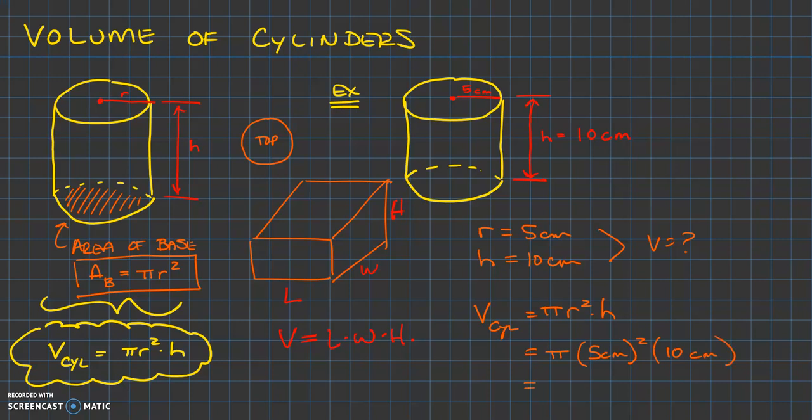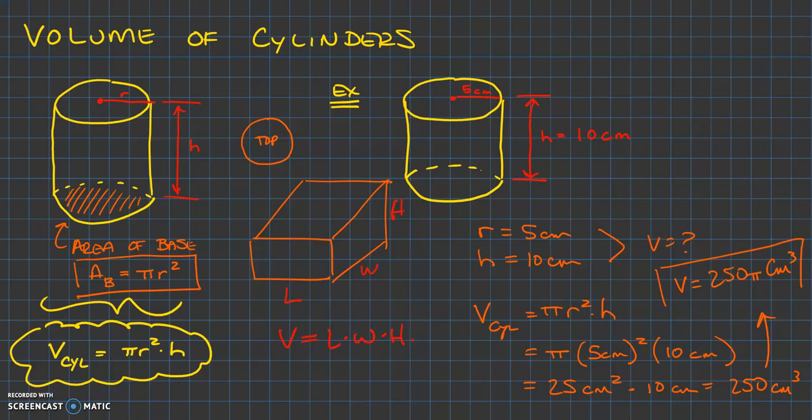So let's calculate the volume. I'm going to leave pi alone for the moment. I know 5 squared is 25. That's going to be 25 centimeters squared times 10 centimeters, and that's going to equal 250 cubic centimeters. But don't forget the pi. So if we were to leave pi in the answer, the volume is 250 pi centimeters cubed.